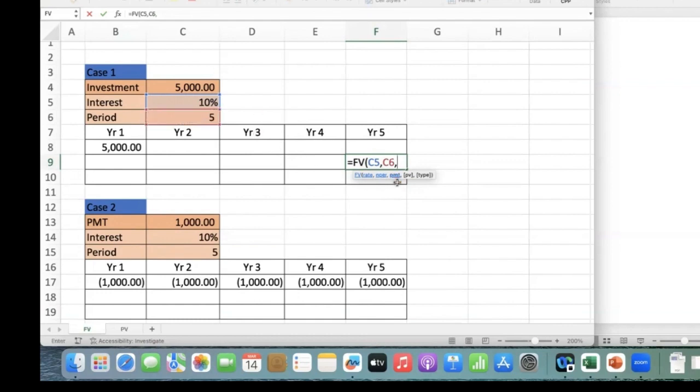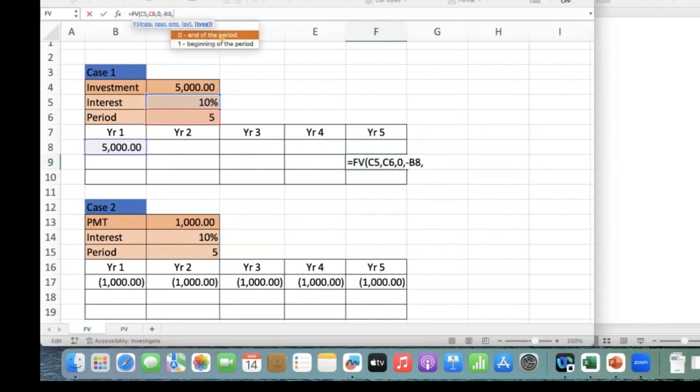PMT is considered when there is a series of payments. We will look at the second example. Here, we do not have a series of payments. We only have one payment. So it is going to be 0. The present value for which we are calculating the future value is 5,000. Because it's an outflow, we will put negative here, comma.